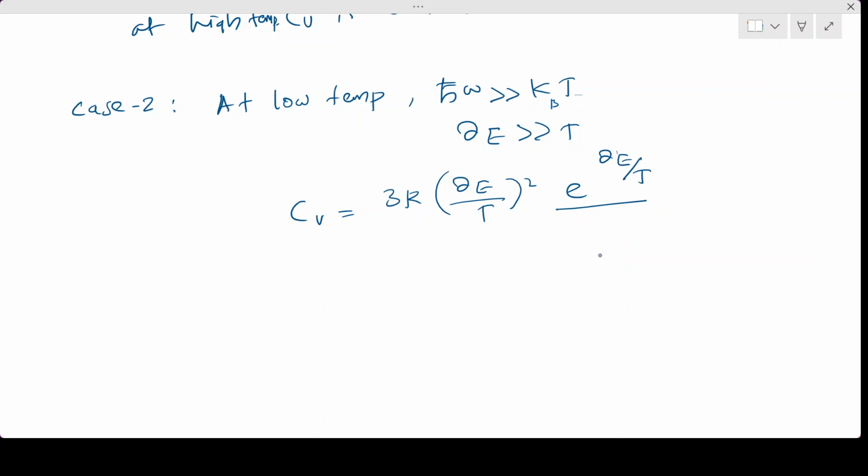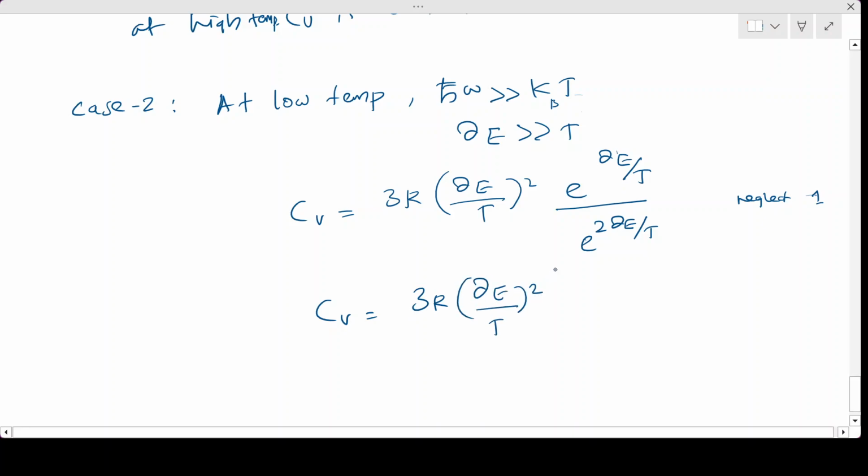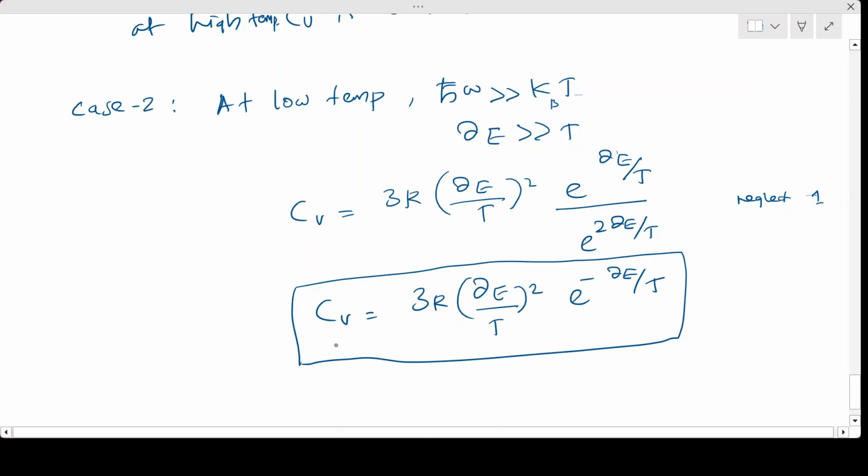We say that this quantity, e raised to θE/T, will be much higher than 1, so in that case you can neglect the 1. So we'll have e raised to 2θE/T in the denominator, and the Cv will be 3R (θE/T) squared times e raised to minus θE/T. This is how the equation looks at low temperature.